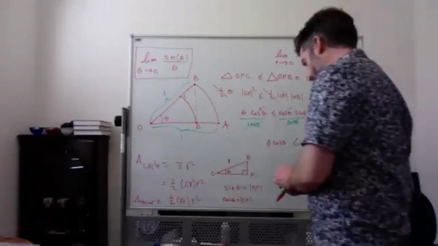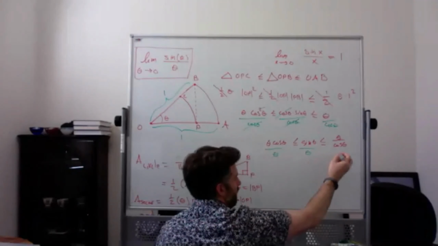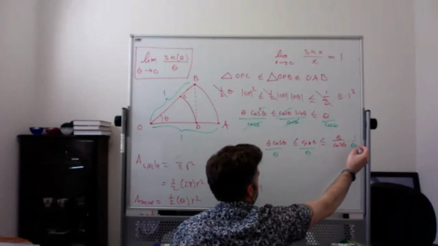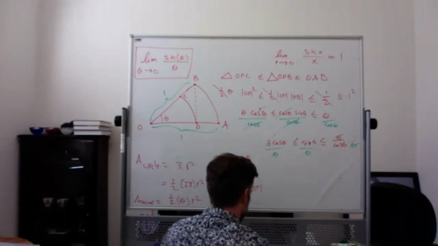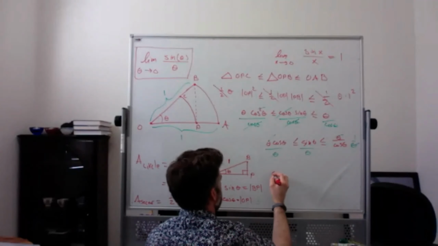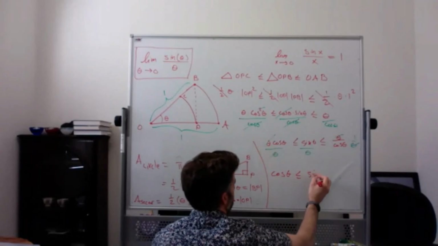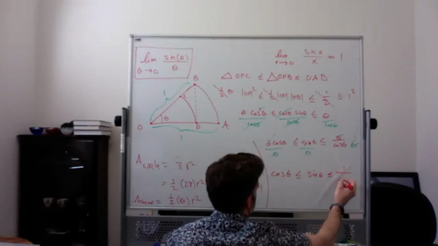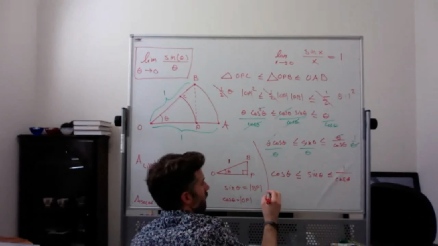Then I'm going to divide everything by theta. Dividing by theta is the same as multiplying by 1 over theta. So here the thetas cancel, here the thetas cancel, and I'm left with the following. Cosine theta less than or equal to sine theta over theta less than or equal to 1 over cosine theta. Okay, I'm almost out of room, but we're almost done.